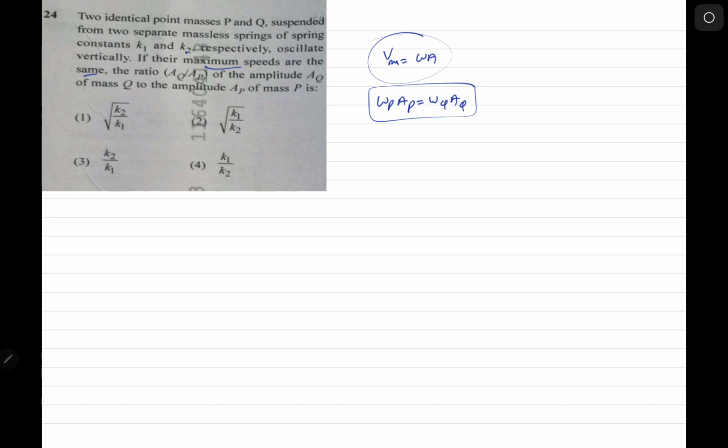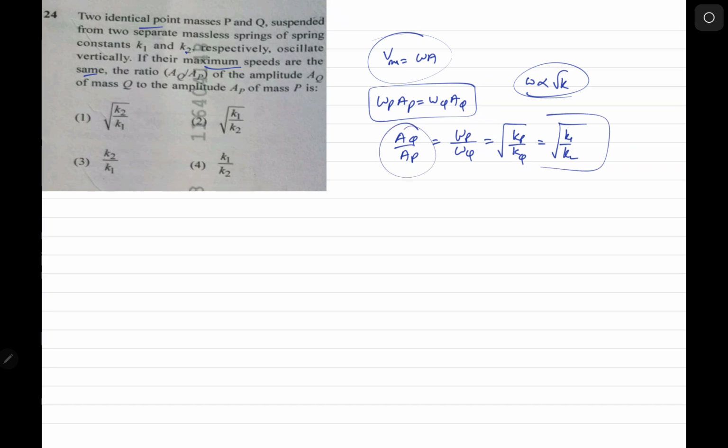So that's what we are going to do now. AQ by AP is omega P by omega Q, and we know that omega is directly proportional to root over K if mass is constant. It says two identical point masses, so we don't need to consider the masses here. So it becomes root over Kp by Kq, and according to the question, Kp is K1 and Kq is K2. So AQ by AP is equal to root over K1 by K2, and that is option number 2. Hope you understood. Move to the next question.